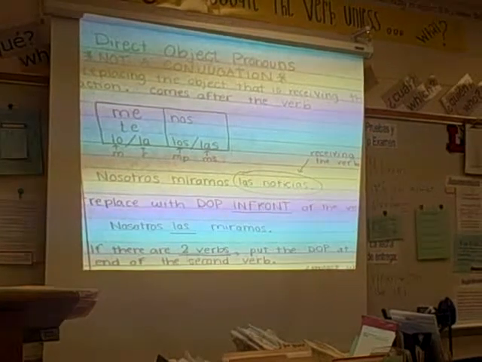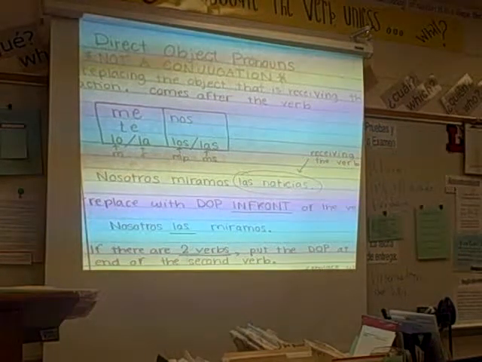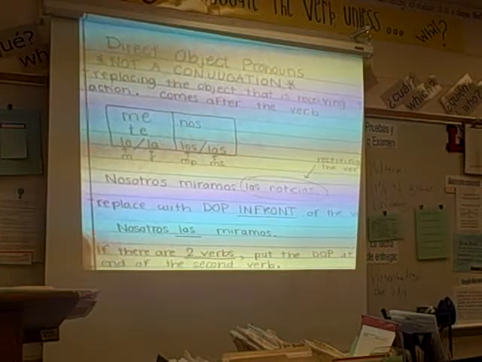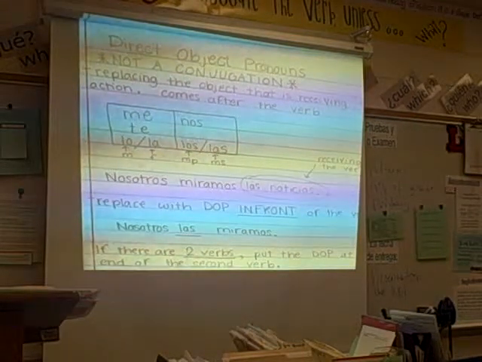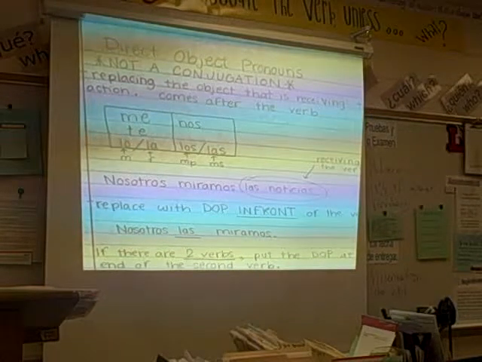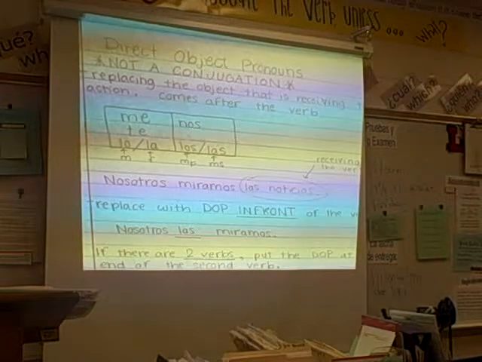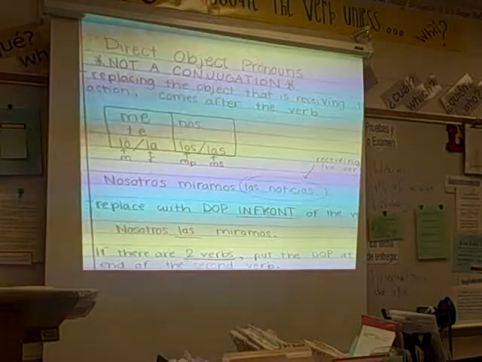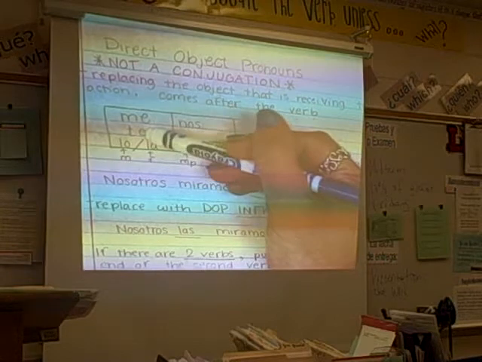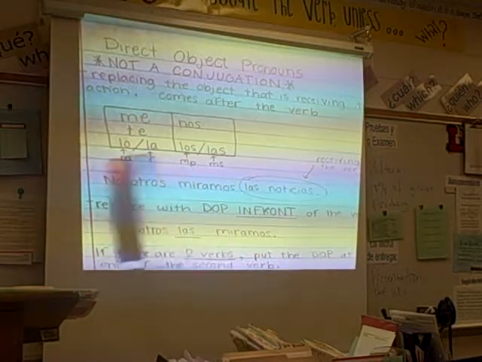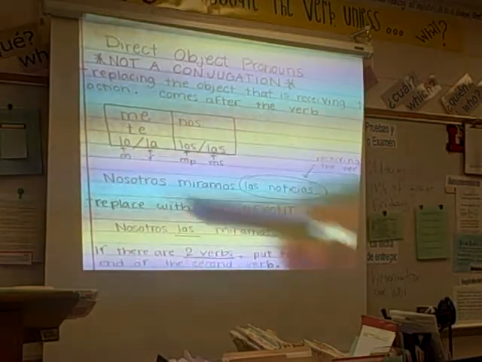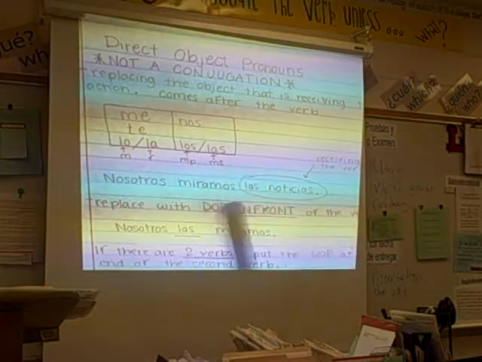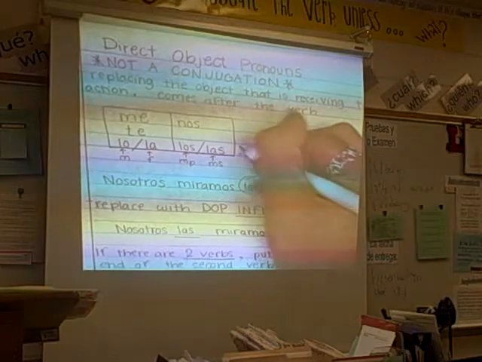The only thing you're doing is replacing the object that is receiving the verb in the sentence. The way you can find that object is by looking at the action, the word that comes after the verb in the sentence. The object. Yes. And you're going to replace it with either me, te, lo or la, where lo is for masculine and la is for feminine. And then the plural. And these are the four that you would probably use the most.